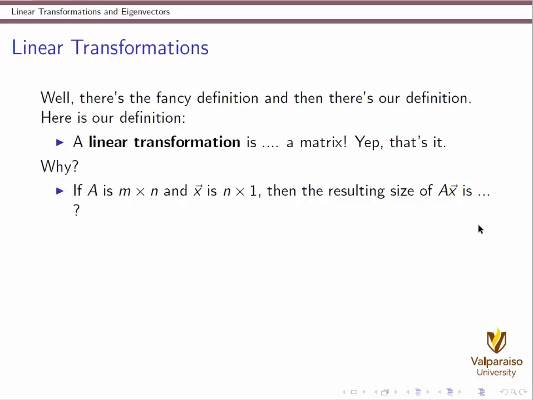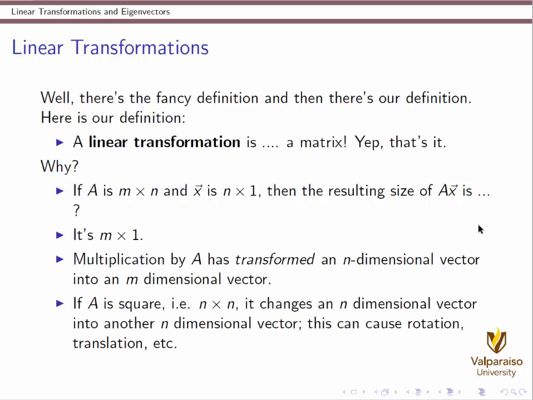Think about matrix multiplication of a vector. So take an m by n matrix A and a vector x, which would have to be n by 1 for the multiplication Ax to work. What's the resulting size of this multiplication? It's m by 1. And so what has happened? This matrix A has acted on a vector x, which is n-dimensional, and it's turned it into an m-dimensional vector. Or it has transformed the vector.